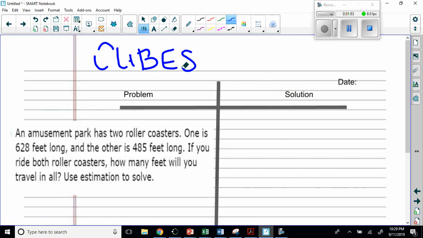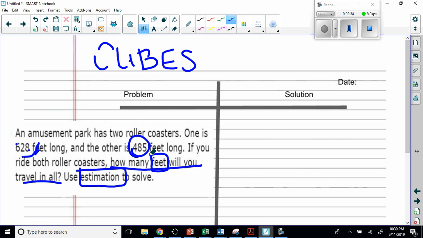So for the first part of cubes, we need to circle any numbers that are important. So 628, and 485. And those are the length of both the roller coasters. We're going to want to underline the question so we know what we need to answer. We need to know how many feet will you travel in all. We need to box keywords. The fact that we have to use estimation to solve is a keyword. Also that we're working with feet is important.